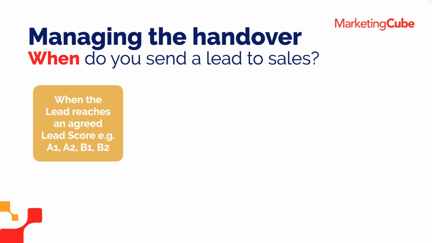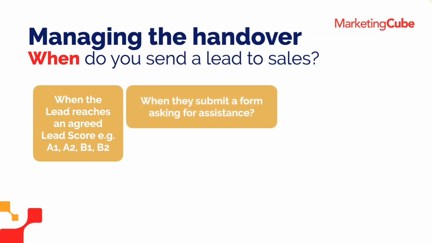Or you may choose to do something like I've got on the screen there. But there can be other triggers that will send a lead directly through to sales. And it may be completely independent of the lead score model. So if someone submits a form asking for assistance, but they're only scoring a B4, well, you're not going to wait to send that through to sales or to the service team. You're going to send it through immediately. And so that's absolutely another criteria to send one through.